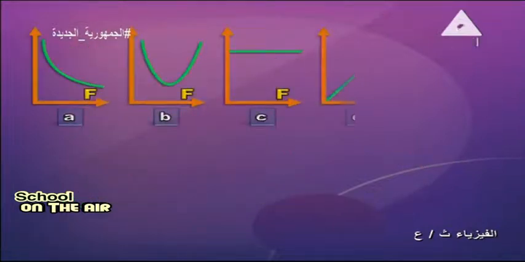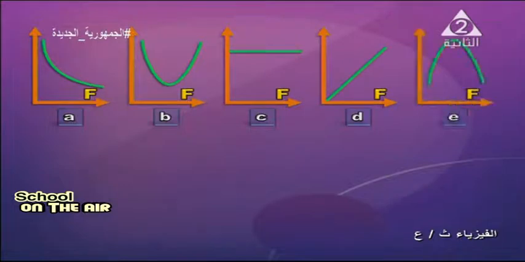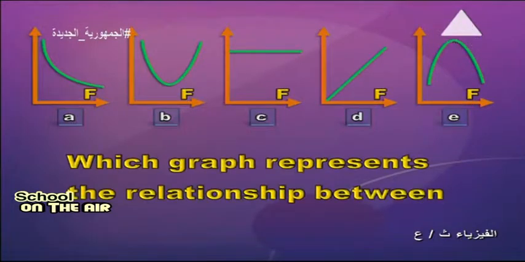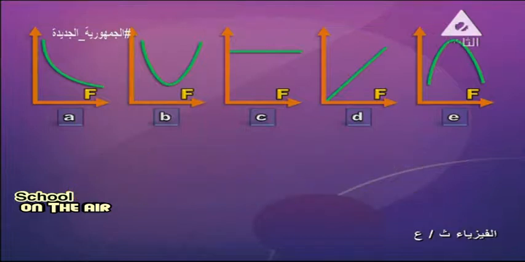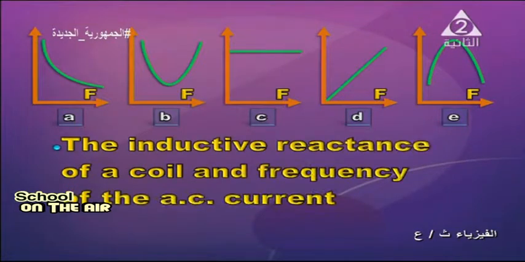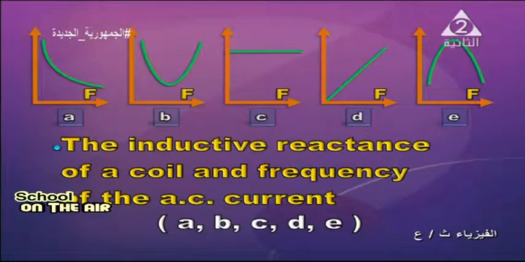We've got some figures here. Which graph best represents the relationship between inductive reactance of a coil and frequency of the current? We've got a direct relation. So is it A, B, C, D, or E? We want a direct relation, so it is number D.